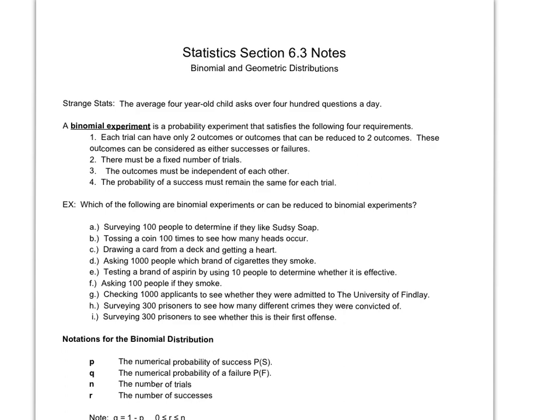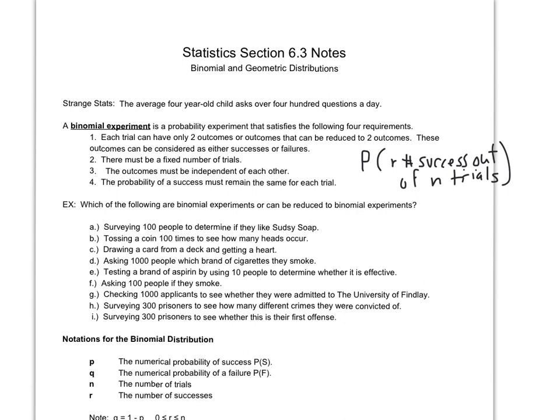The outcomes must be independent of each other, and the probability of success must remain the same for each trial. So if these 4 conditions are met, then we can find the probability of R number of successes out of N trials. And this is important because it's the probability we get so many out of so many, whatever. 5 heads out of 20 flips. We can actually find it using this distribution without making tree diagrams and all that long stuff we've done in the past. So we look at some examples here, whether these things are binomial or not.